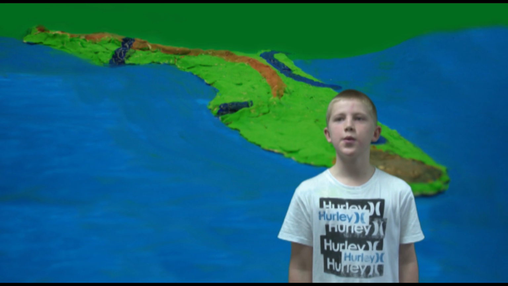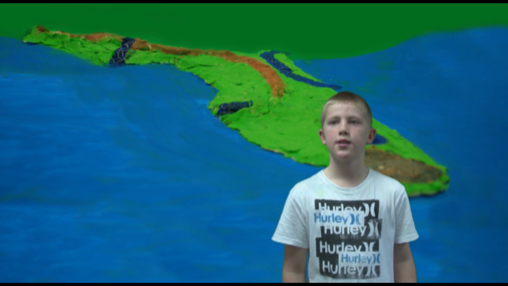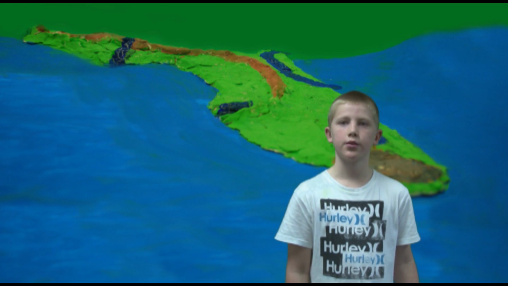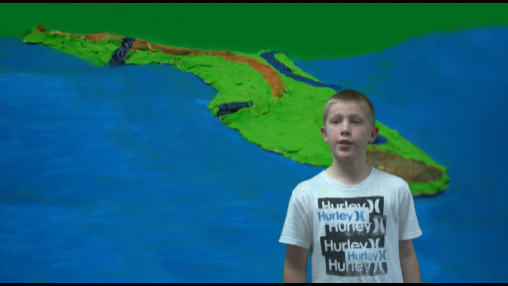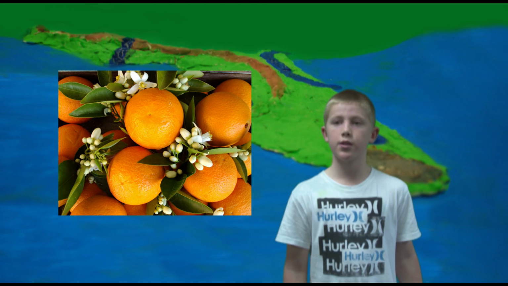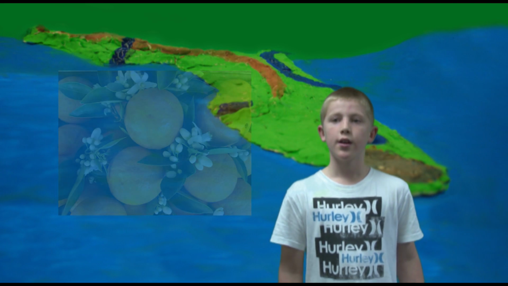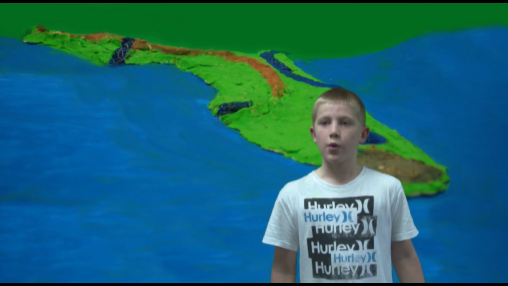With Florida's miles of beaches, there are also thick forests that provide homes to many different animals. Florida has one of the longest coastlines in the country. Florida is called the Orange State because it produces millions of oranges every year. It also has muddy swamps in the Everglades.